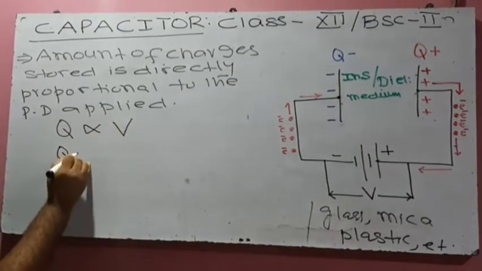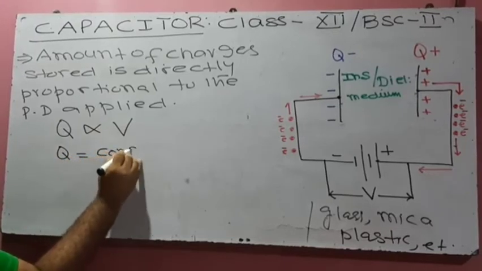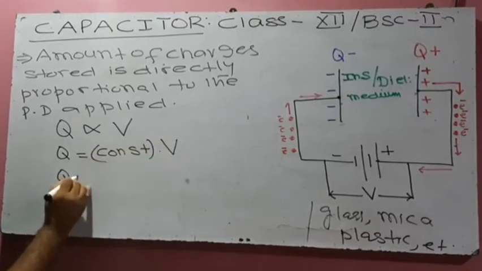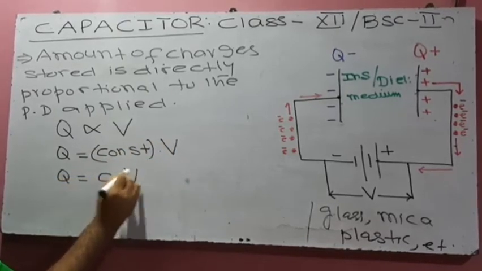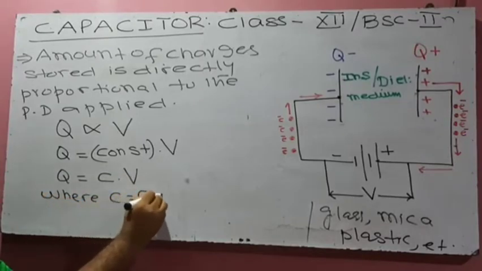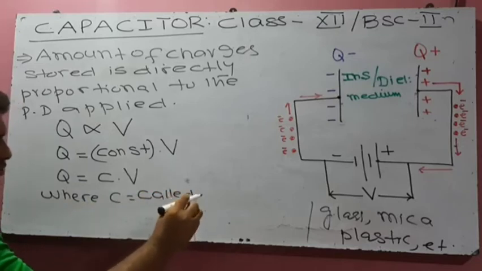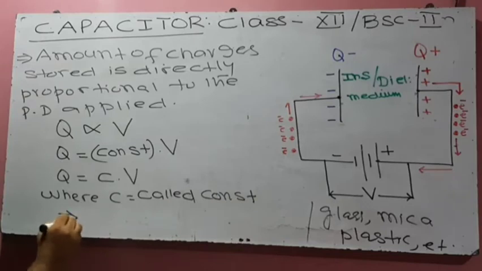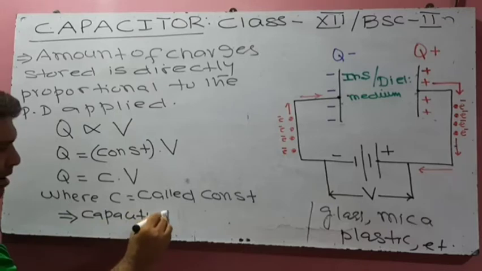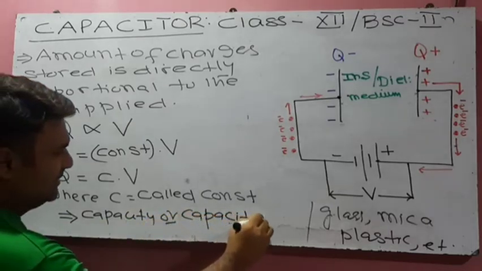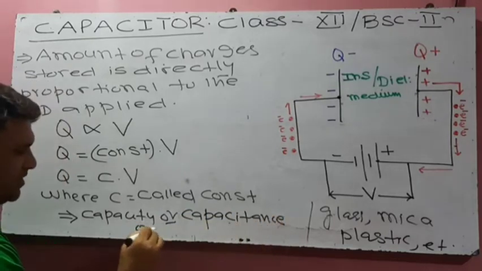Now Q is equal to a constant into V. So Q is equal to C into V, where C is a constant known as the capacity or capacitance of the capacitor.